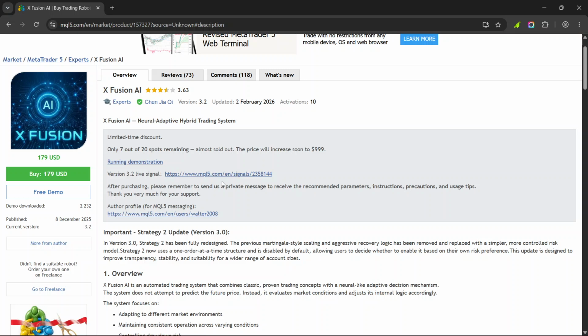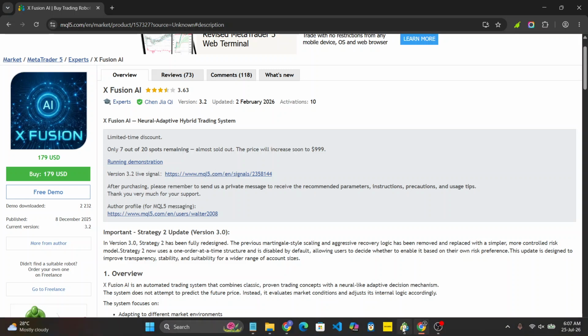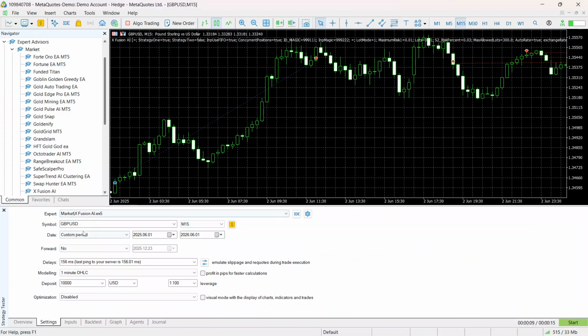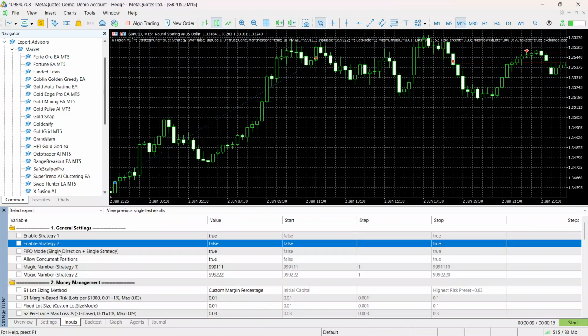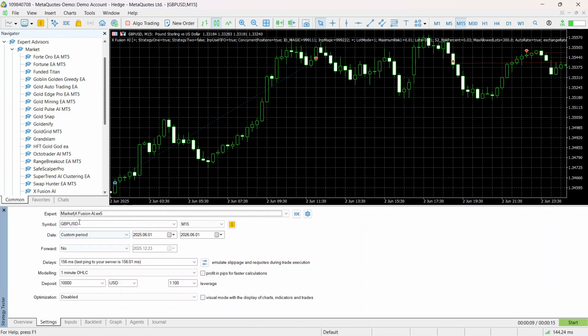Now let's move over to my backtest. You can see the signal link here. Now I ran this on strategy 1 on the Great British Pound M15 from June 1st, 2025 to June 1st, 2026. 1 minute OHLC modeling, then a deposit, 1:100 leverage, and optimization disabled, with a realistic delay. As you can see, my ping over here.